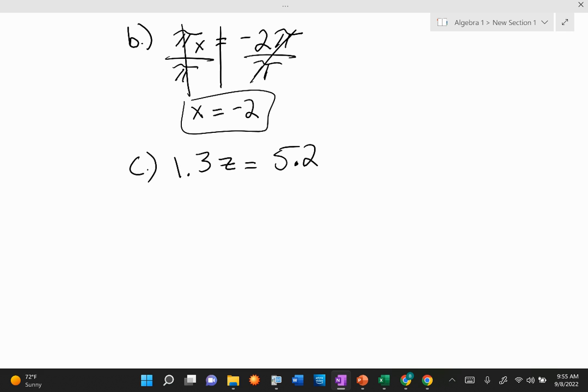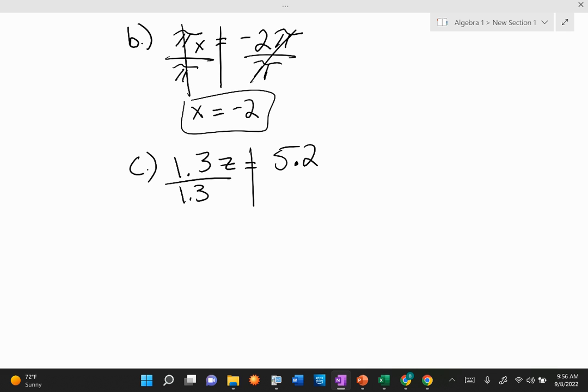All right, let's come together. Even if you're not done, let's come together. I'm going to ask some people some questions. We've got 1.3z equals 5.2. Gibran, which side of the equal sign is the variable located? On the left side. Malcolm, what is being done to the variable? What do you see being done to the z? Yeah, it's being multiplied. Langston, what's it being multiplied by? 1.3. Adam, what's the opposite of multiplying by 1.3? Dividing by 1.3.